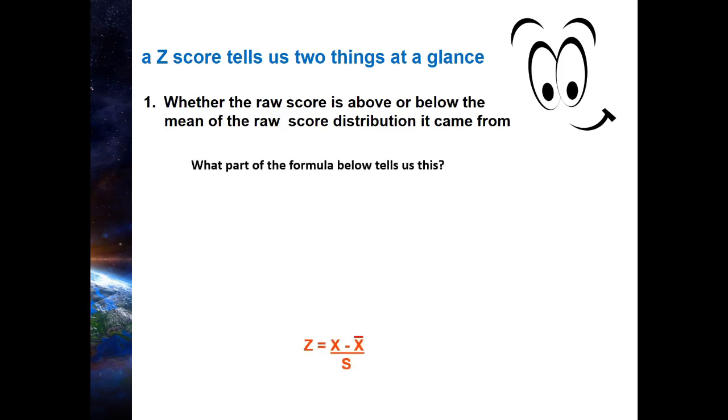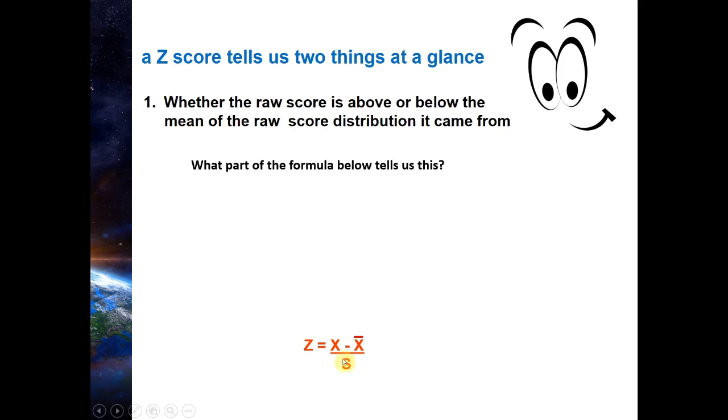Now you might be asking, how can we know this at a glance? Well, look at the formula. Here's your raw score, here's the mean. Now keep in mind, standard deviation is always positive. You cannot have negative variability. Remember, standard deviation comes from variance, and variance is a squared number. So when you take the square root of s squared, you get s. S has to be positive. You can have 0, you can have no variability, but you can't have negative variability.